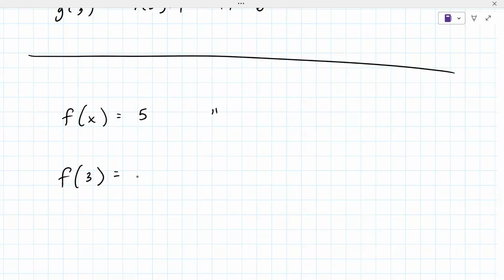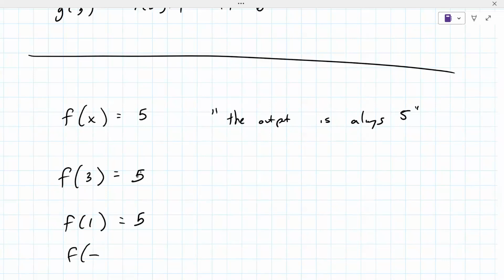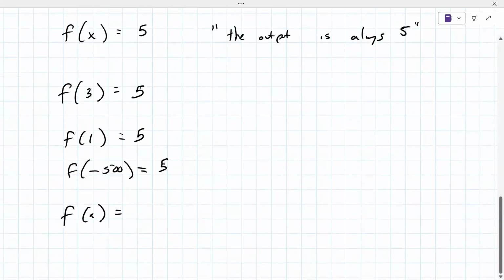So in words, this says the output is always 5. Is it 2 plus x? Nope, it's 5. What is f of 1? 5. What is f of negative 500? 5. Okay. What is f of a? 5. Good.